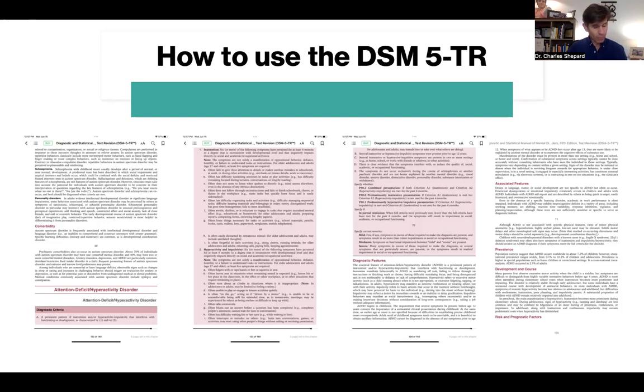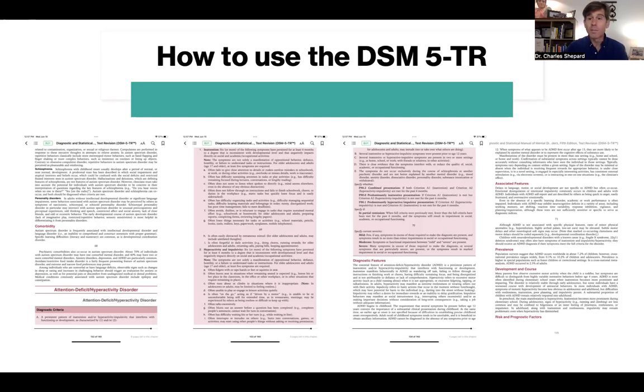Criterion B is that several inattentive or hyperactive impulsive symptoms were present prior to the age of 12. Criterion C is several inattentive or hyperactive impulsive symptoms are present in 2 or more settings. So this is not something that should be diagnosed if it's only happening in one setting, like at school. There's clear evidence that the symptoms interfere with or reduce the quality of social, academic, or occupational functioning. And the symptoms do not occur exclusively during the course of schizophrenia or another psychotic disorder, and are not better explained by another mental disorder.